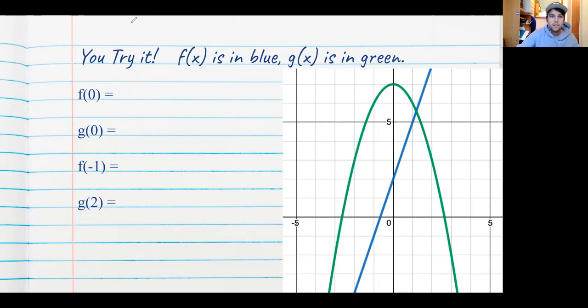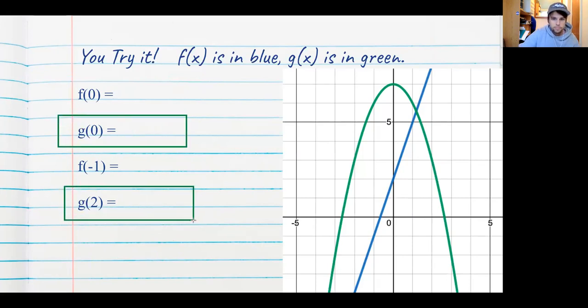Let's go ahead and clear this. And now let's focus only on the green graph. So we're going to be looking at these 2 problems right here. And I'll probably make up another one just to talk about it. G of 0. So our input again is 0. We're looking only at the green graph now. G of x is green. So we need to go all the way up here to find a point that has 0. It's 0, comma 1, 2, 3, 4, 5, 6, 7. 0, comma 7. So that's that output there.